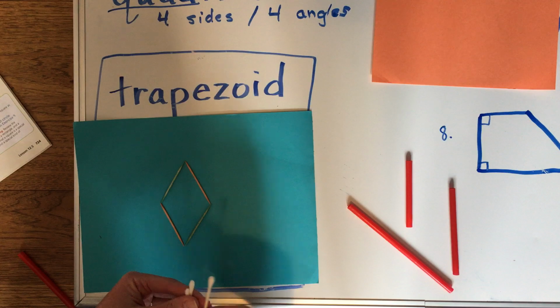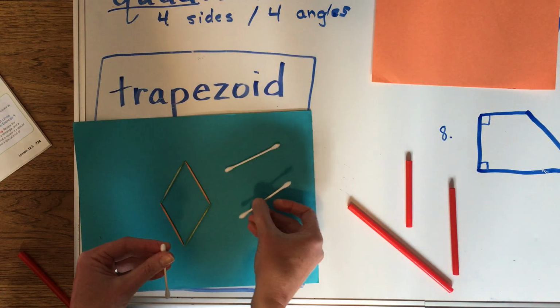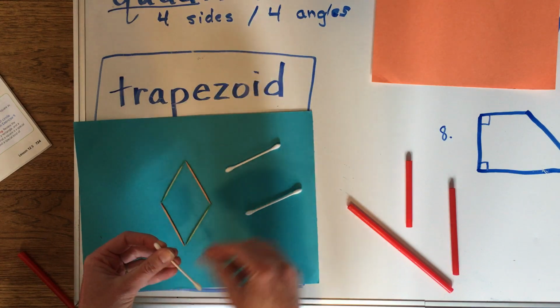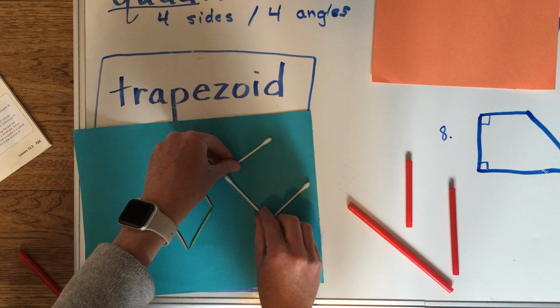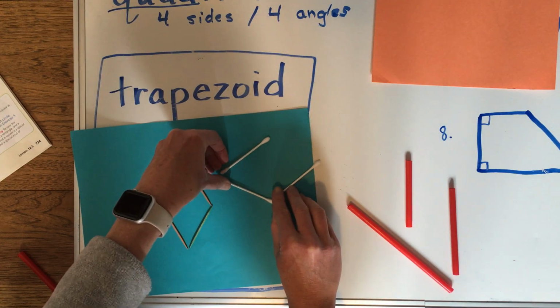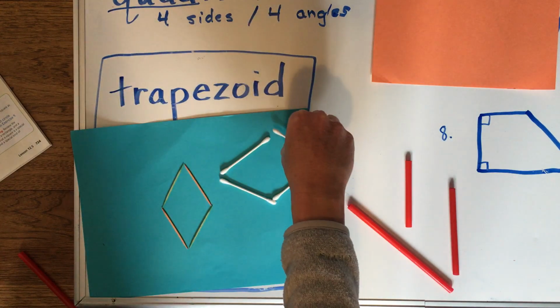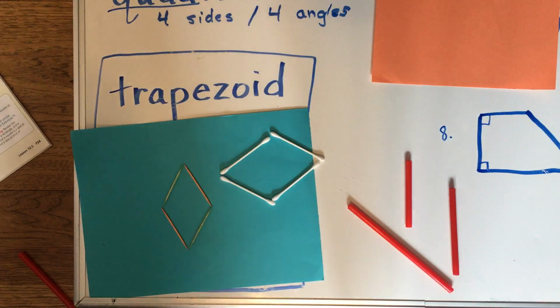Can I do it with Q-tips? Sure. Boom, boom, boom. Whoa. Sorry. Boom. Boom. I'm a little off my sheet here. Can you still see? Okay, ready? So I have two rhombuses. What do you notice about a rhombus?